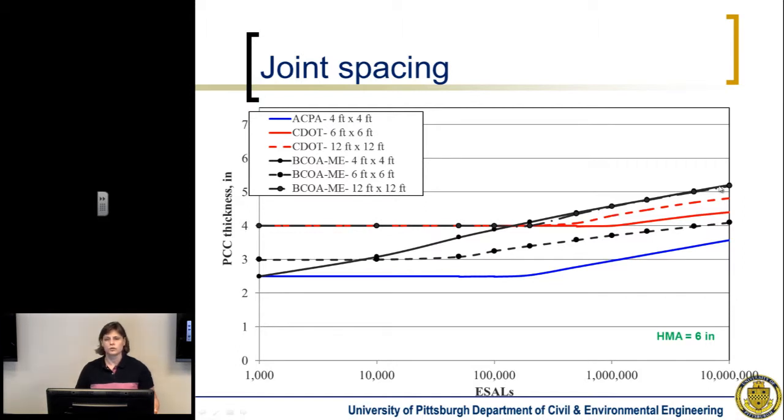Also, when you increase the slab size from 6x6 to 12x12, of course you're going to need to increase the overlay thickness as well, because with that much of a significant increase in joint spacing, your curling stresses become more dominating.